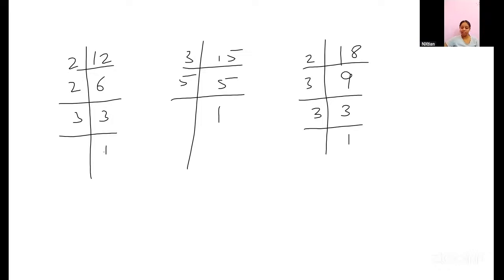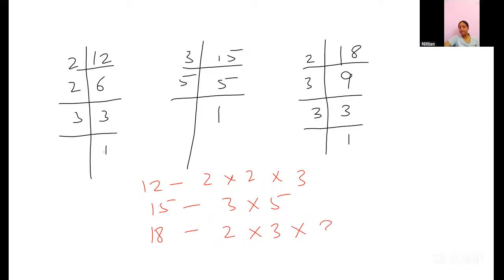List down the factors. Factors of 12 are 2 into 2 into 3. Factors of 15 is 3 into 5. Factors of 18 are 2 into 3 into 3. Okay, now we will make a pair.